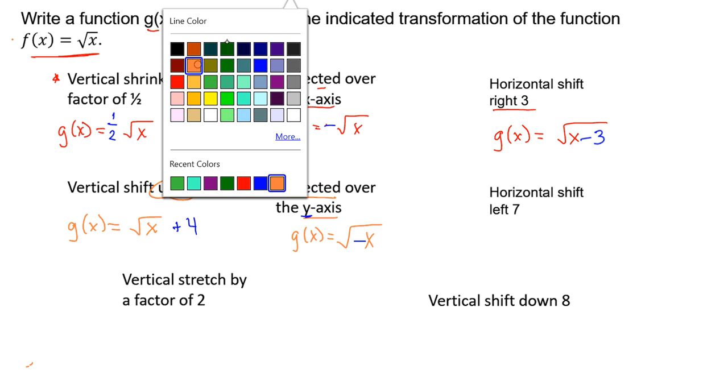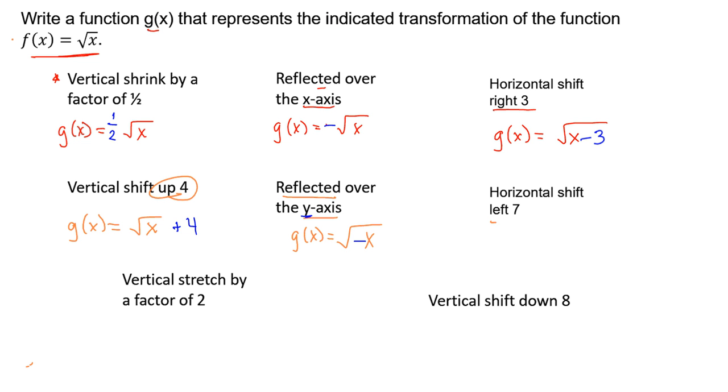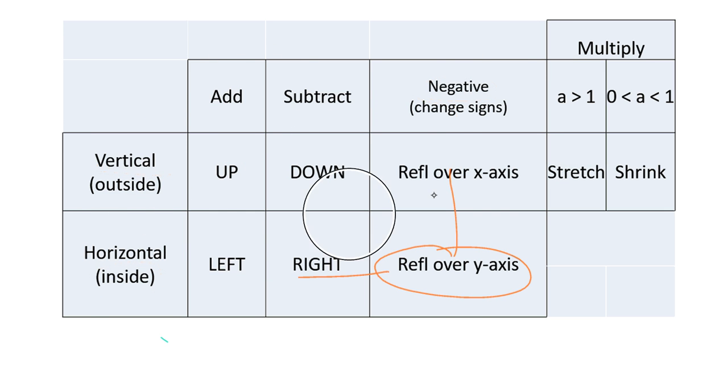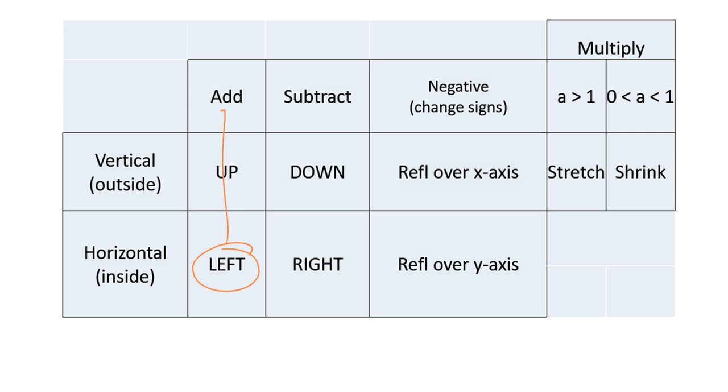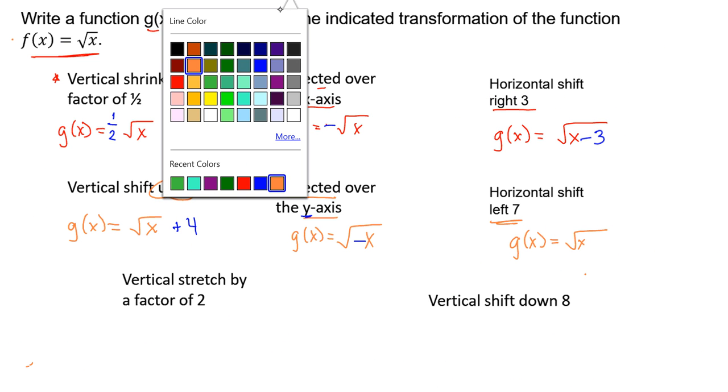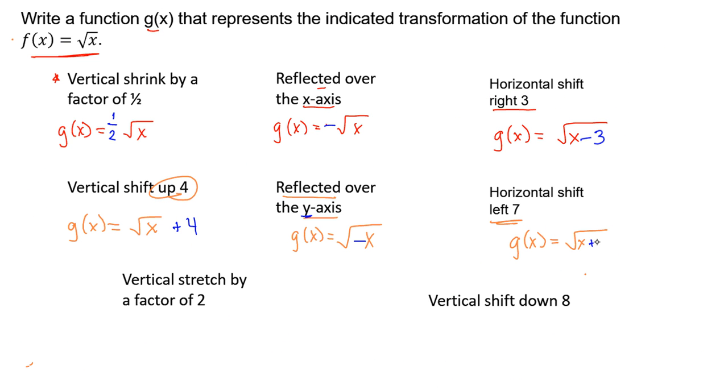Right, next one says horizontal shift left 7. Start with my original function. And we're going to apply some changes to it. So cheat sheet says if I want to go left, it's this guy right here, that means I need to add inside. Okay, so our change is that we're going to go plus 7 inside. All right, next group.